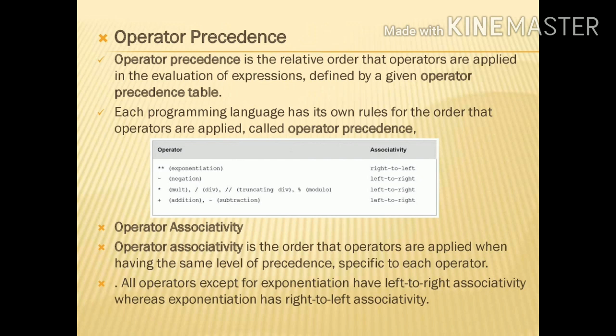Operator associativity. Operator associativity is the order in which operators are applied when they have the same level of precedence. All operators except for exponentiation have left to right associativity, whereas exponentiation has right to left associativity.